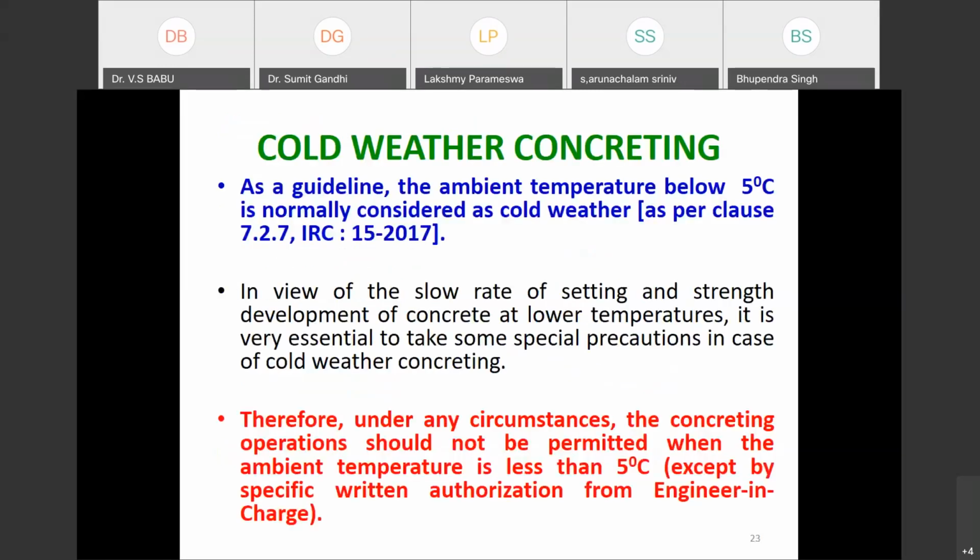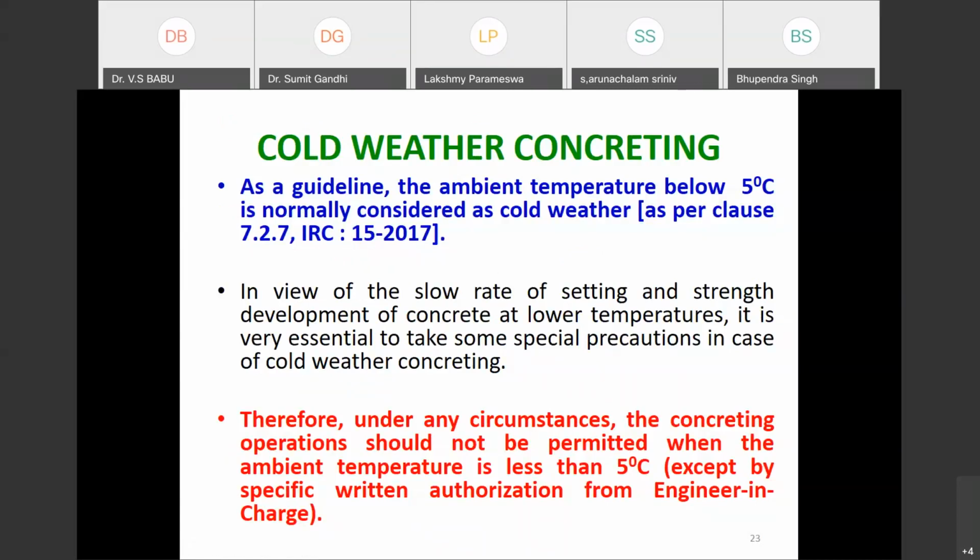Next, I will switch over to cold weather concreting now. As a rough guideline, an ambient temperature below 5 degrees is normally considered cold weather. These are the guidelines given in IRC 15.